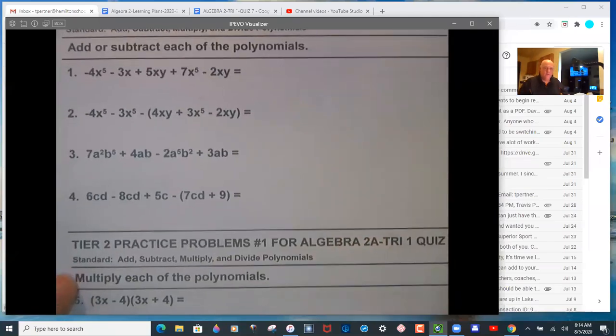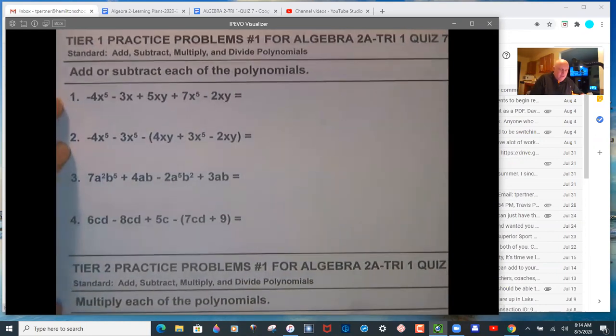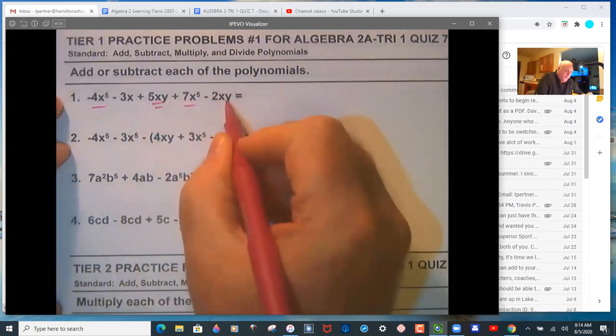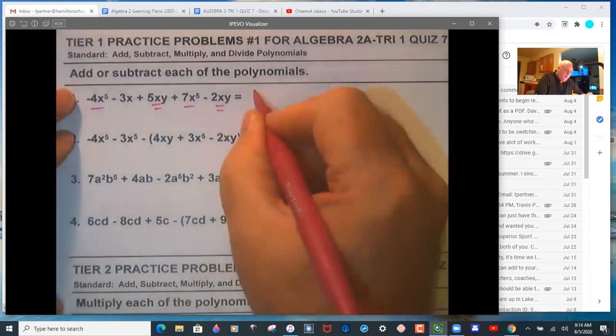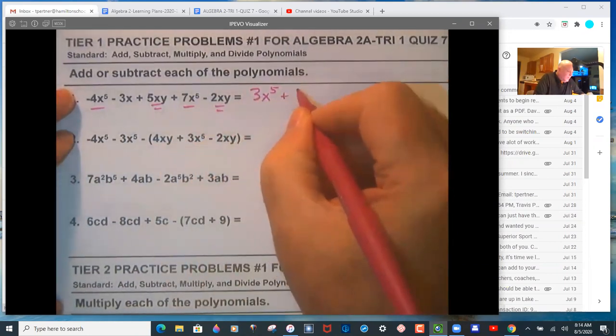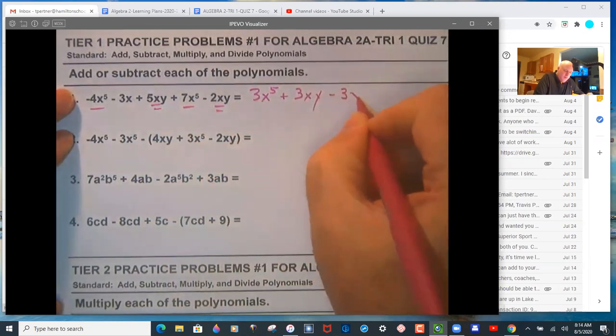These are the solutions for the first practice quiz for quiz 7. So problems 1 through 4 are very simple. You are adding like terms, just combining the ones that are alike. I like underlining once, twice, 3 times, so on and so forth. So 3x to the fifth. 5 minus 2, 3xy. And then minus 3x stands alone.